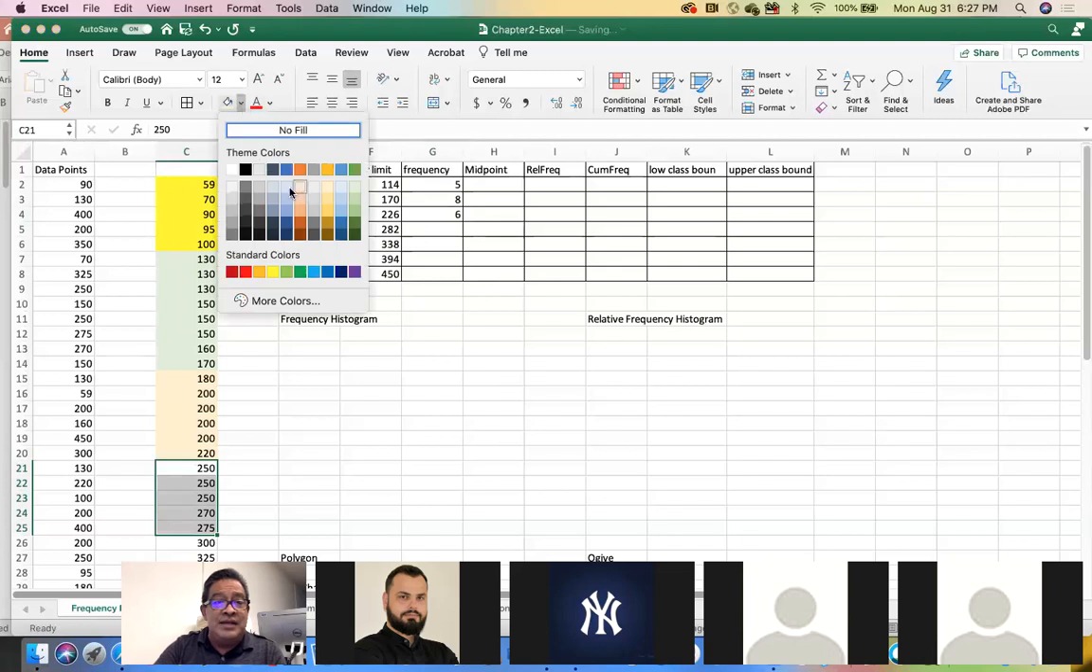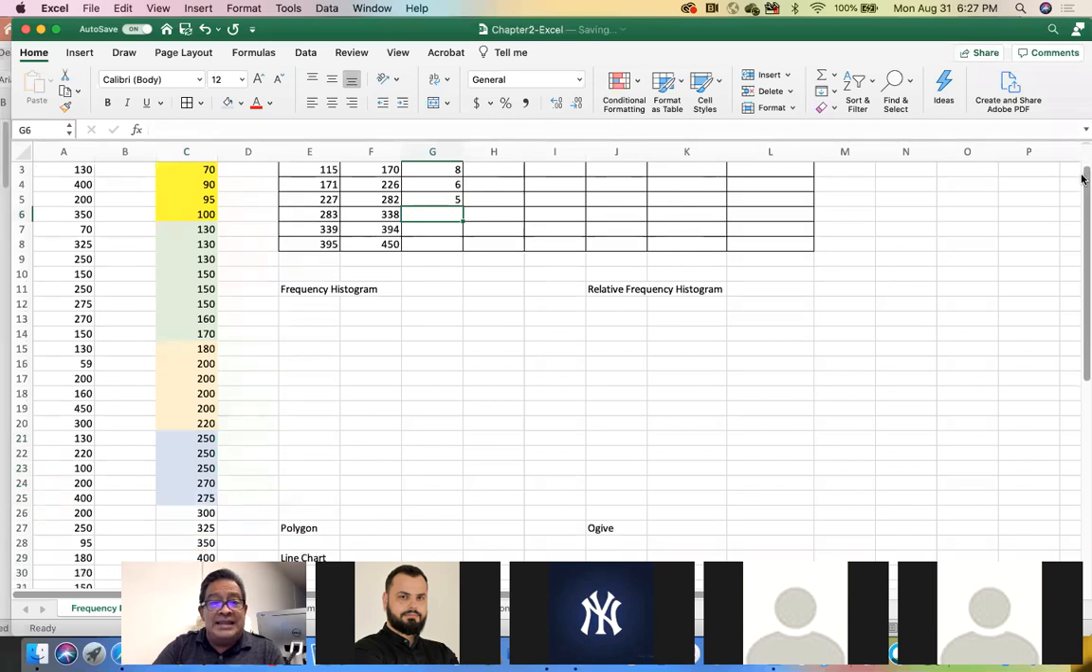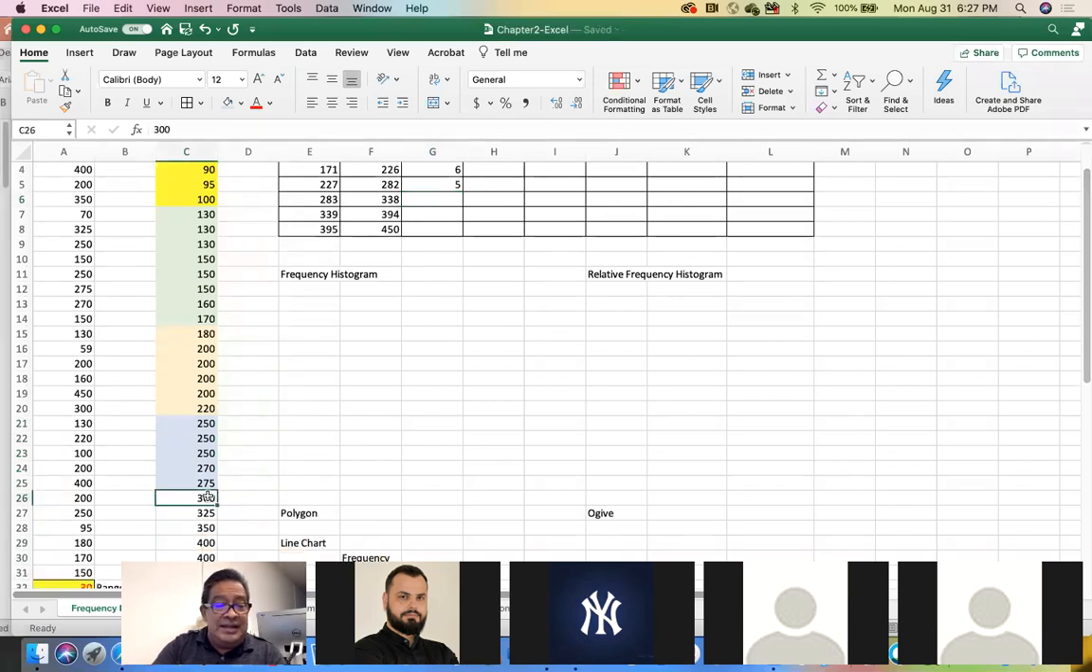So I'm counting, as you can see, how many elements I have between the lower limit and the upper limit. This is my class. Between 59 and 114, I have 5 elements. Between 115 and 170, I have 8 elements. Then I have 1, 2, 3, 4, 5 in the next class. So we can go down the column. Between 283 and 338, we have only 2.